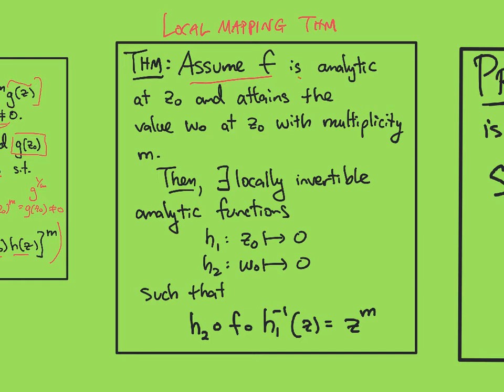So here's the theorem. Assume f is analytic at z0, attains the value w0 at z0 with multiplicity m, as in all the previous setup. Then there exist locally invertible analytic functions, h1 analytic at z0, which sends z0 to 0, and h2, analytic at w0, which sends w0 to 0, such that after composing f on the left and right by h2 on one side and h1 inverse on the other, this is basically showing that up to invertible analytic functions, f is basically z to the m. So in terms of local mapping properties, analytic functions just look like powers of z. That's very nice. That's pretty simple.